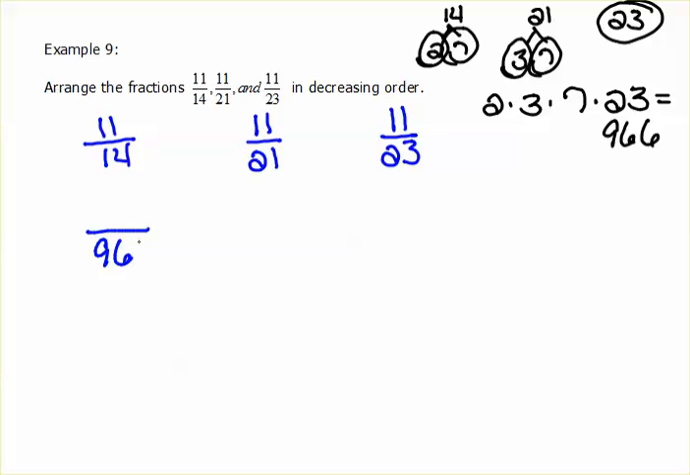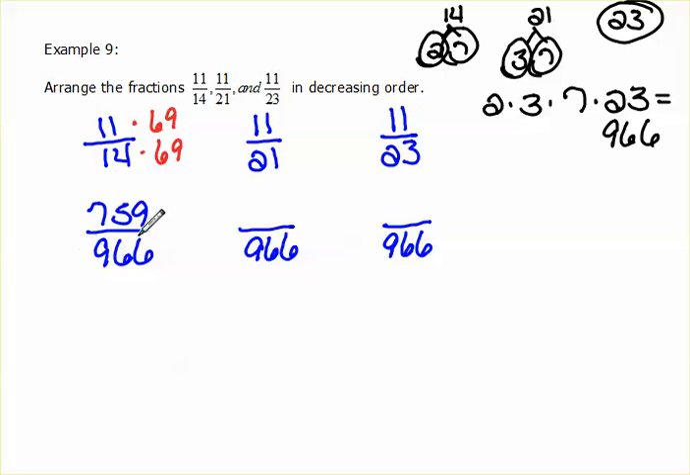So I'm going to rewrite these all as over 966. So now, what do we have to multiply times 14 in order to get 966? 966 divided by 14 would be 69. So we have to do the same thing to the top. So 69 times 11 would be 759. So I can rewrite that fraction as 759 over 966.